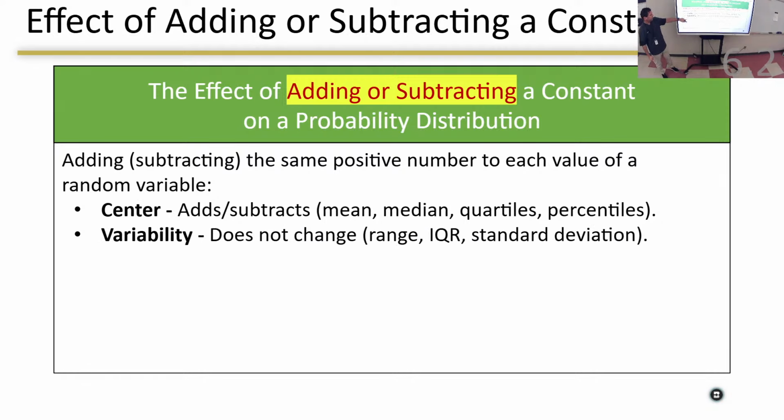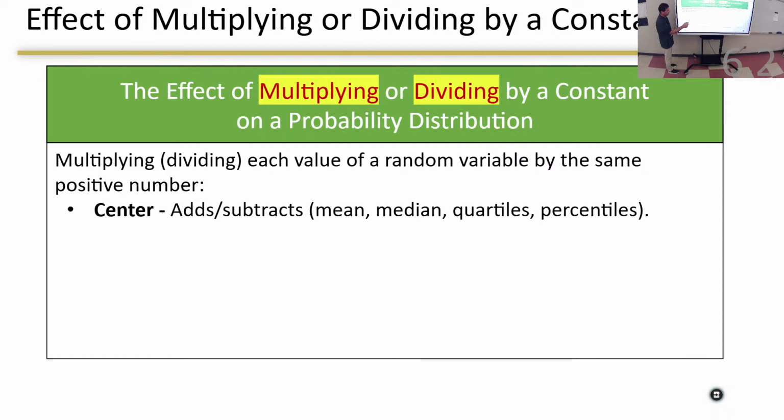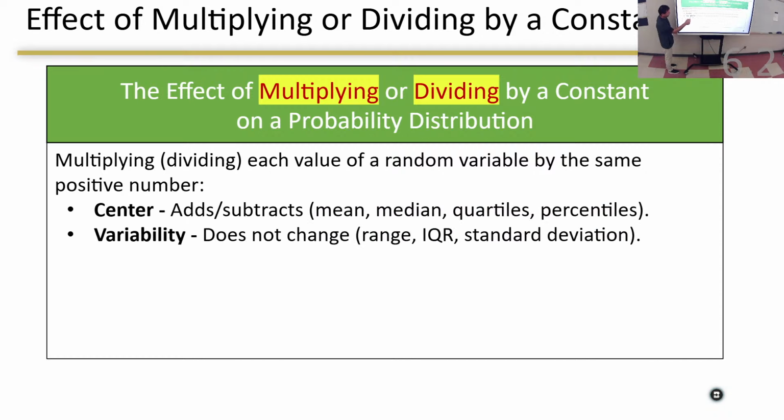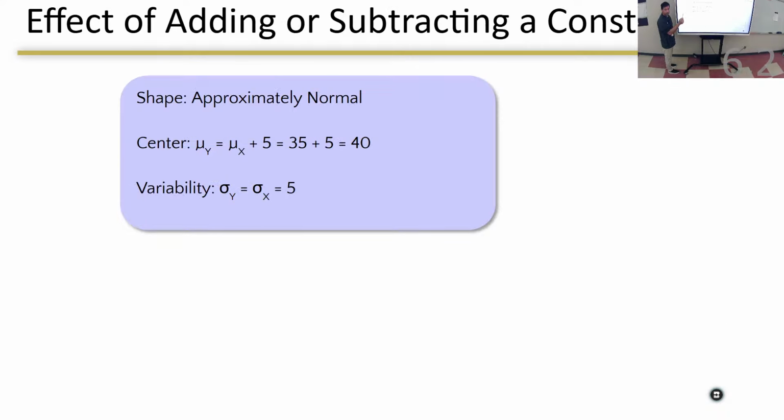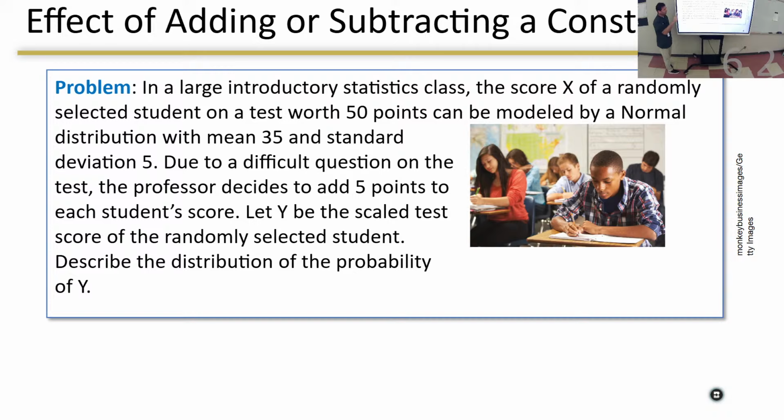Don't write all this down again because it's the exact same thing. Center adds or subtracts. Variability does not change. Shape does not change. Oh, that's not even supposed to say add or subtract. It's supposed to multiply or divide. I didn't see. Don't copy that at all. That's bad. All right, here we go.